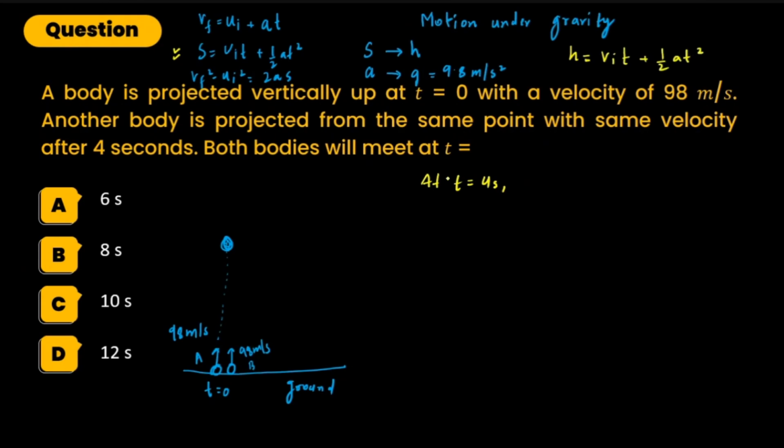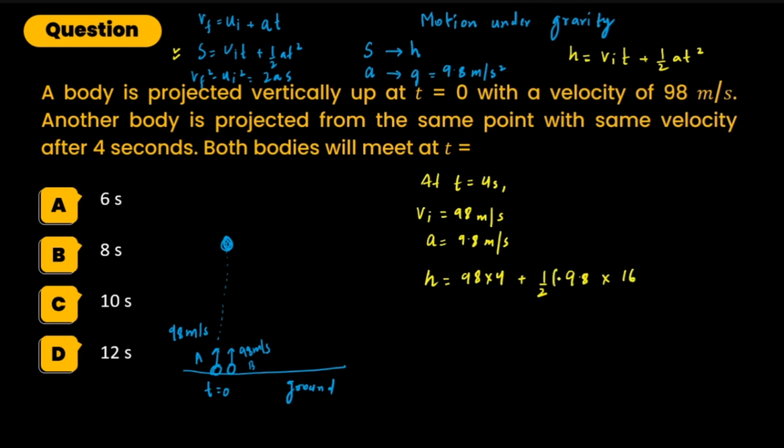So we have all the variables here: initial velocity is 98 meters per second, time is 4 seconds, and acceleration is 9.8 meters per second square. We'll substitute the values and figure out the position of ball A when ball B is released from the same point. So h equals 98 times 4 plus half a, that is 9.8, into t square, that is 16.